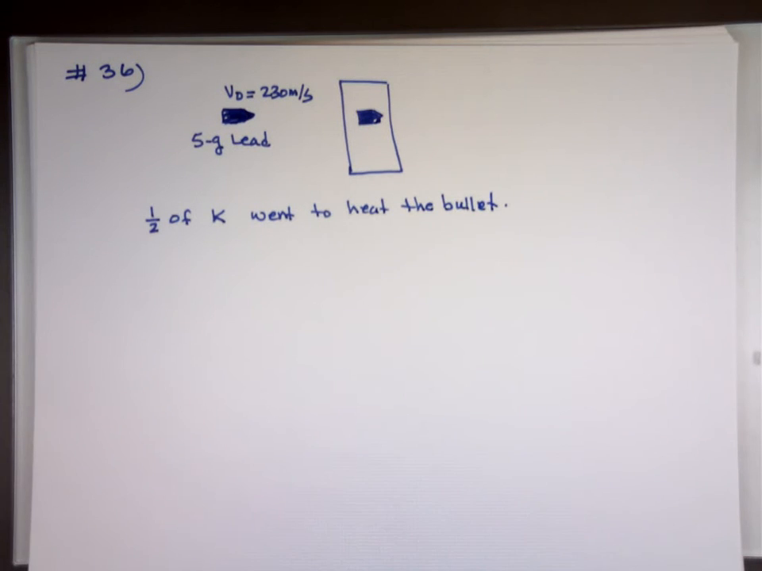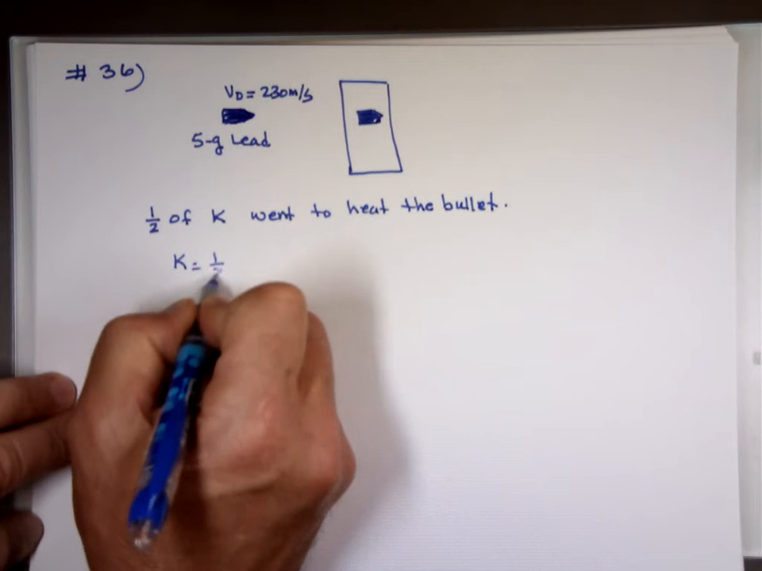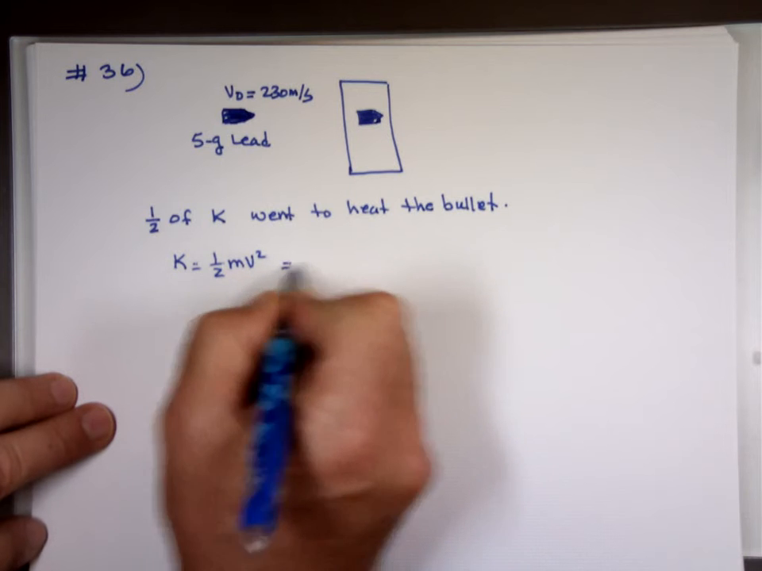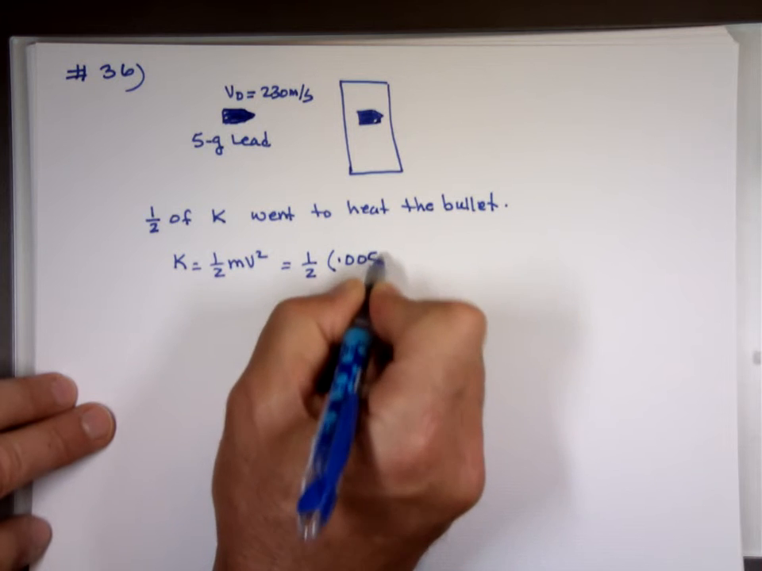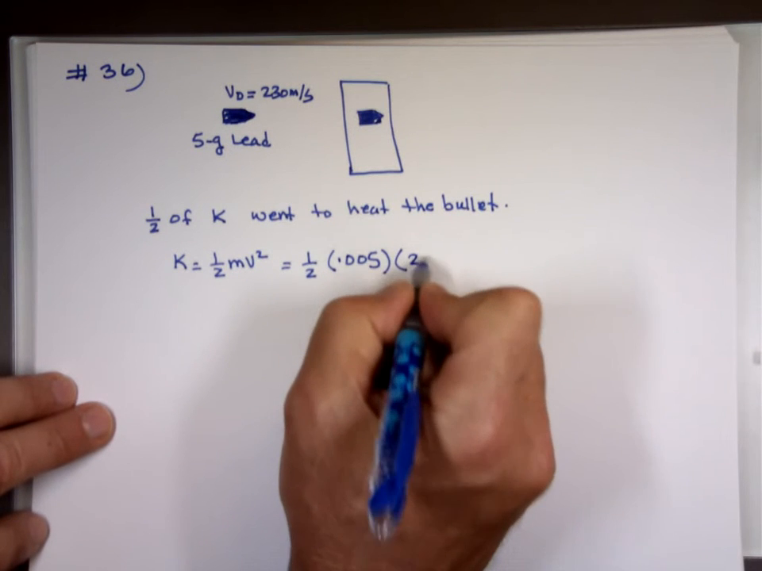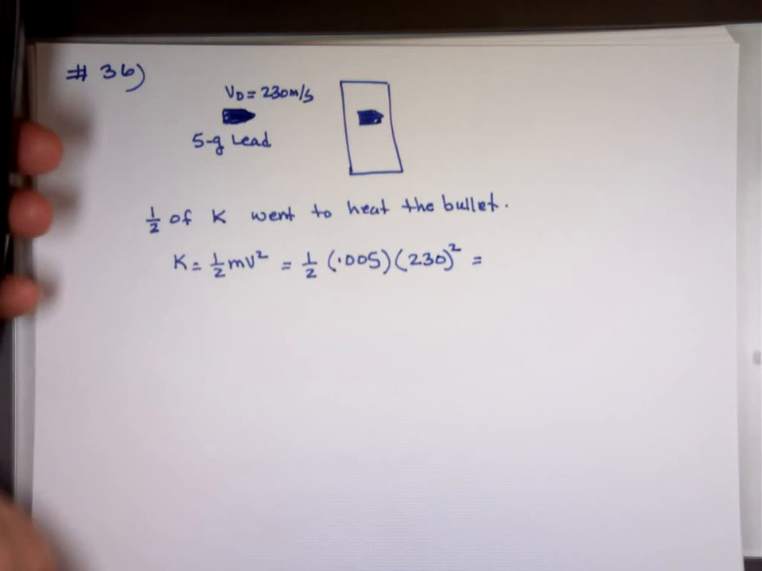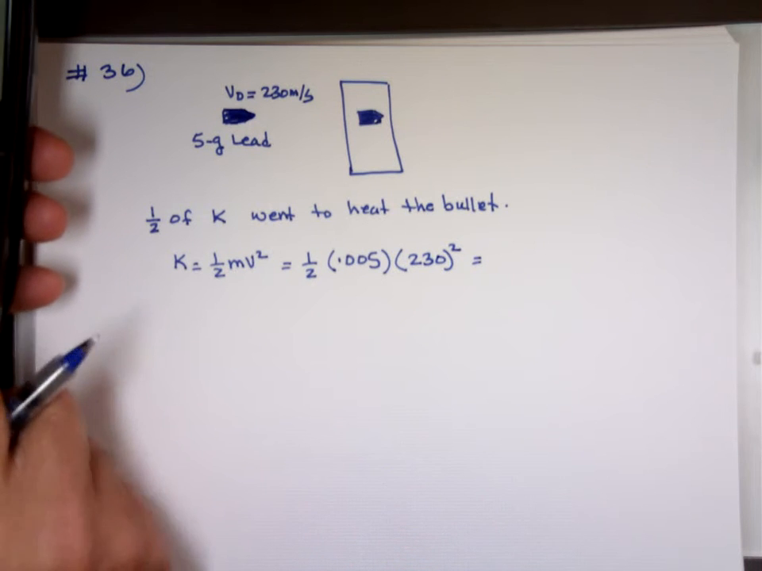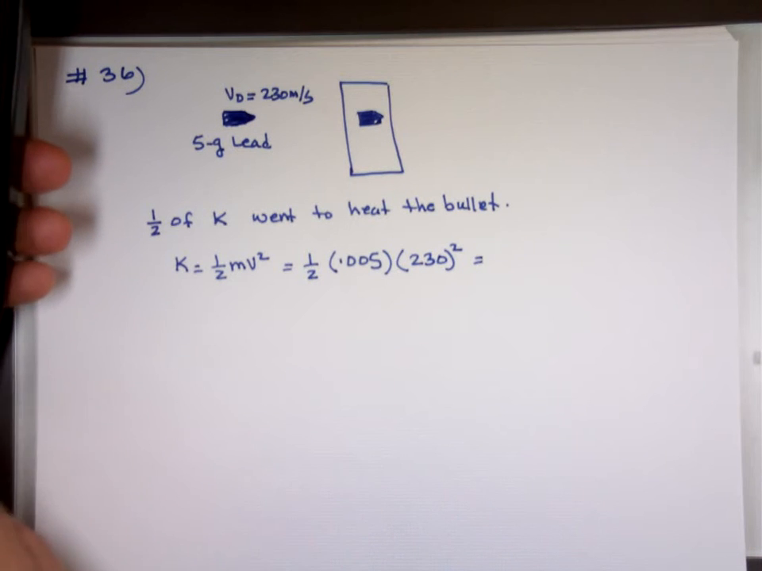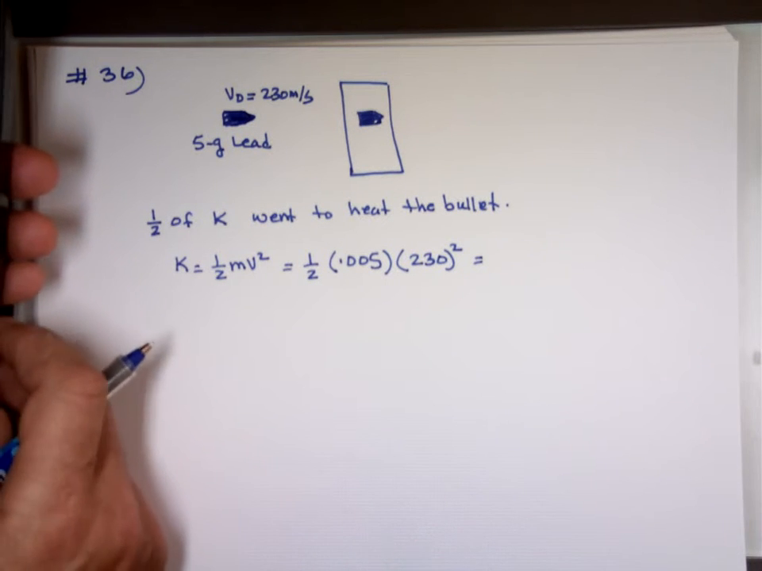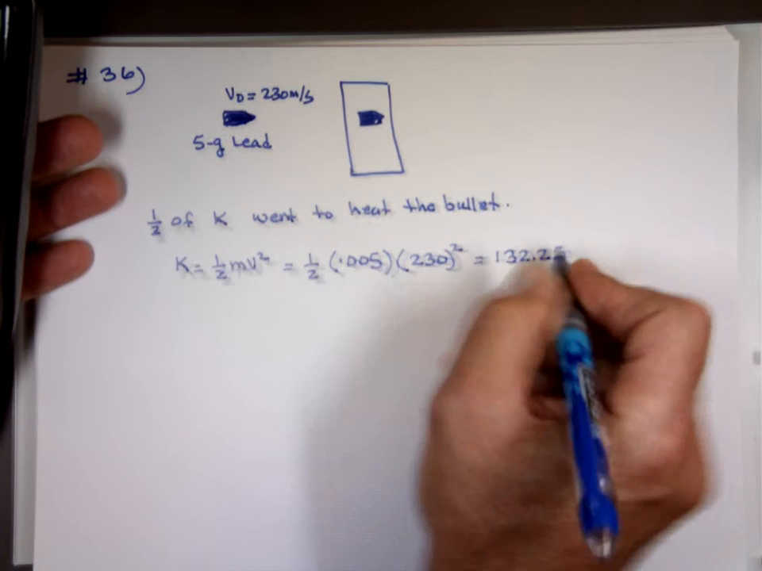Half of it. Well, what's the kinetic energy of that bullet? It's 1/2 the mass times the velocity squared. 1/2 the mass of the bullet, which is 0.005 kilograms, you have to convert to kilogram, times the velocity squared, which is 230 squared. 0.5 times 0.005 times 230 squared is 132.25 joules.